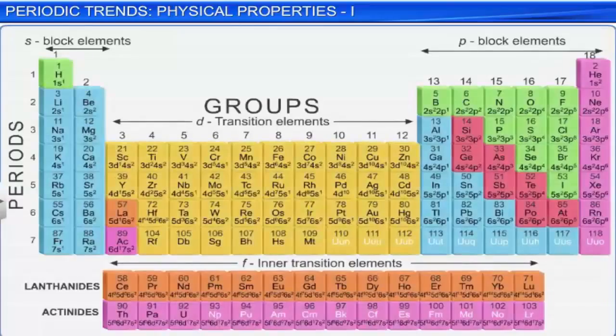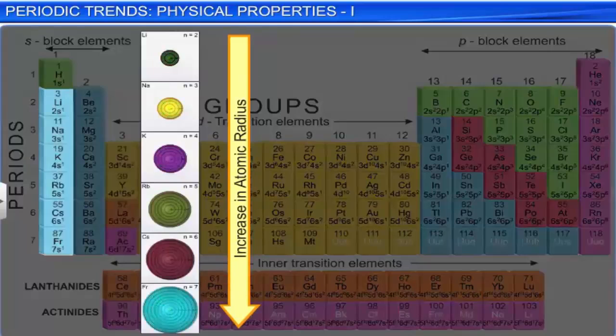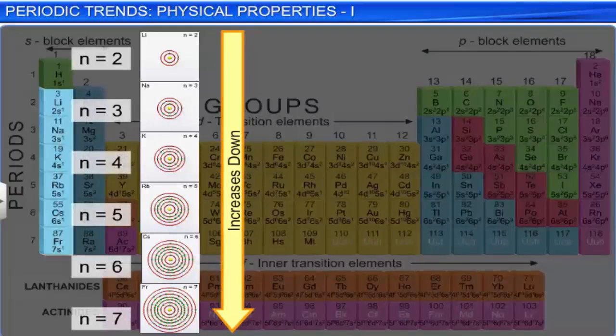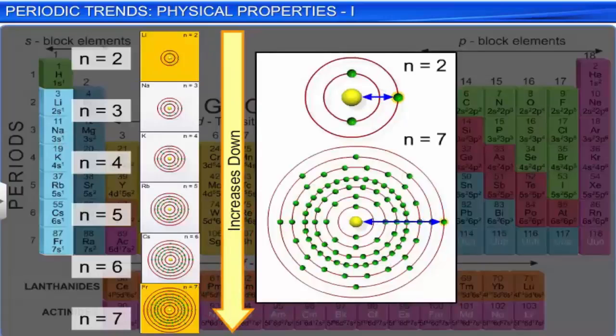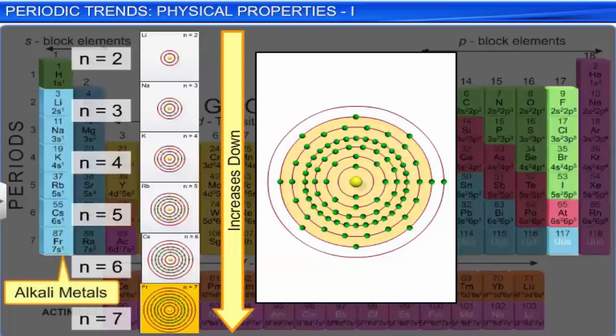Down the group, the atomic radius increases with the atomic number. As we move down the group, a new energy shell is added to each succeeding element. In other words, the principal quantum number n increases down the group, and the distance between the valence electrons and the nucleus increases. As a result, the shielding provided by the electrons in the inner energy levels becomes more effective, especially if the inner orbitals preceding the valence electrons are full, as in the case of alkali metals and halogens. Therefore, the size of the atom increases down a group.